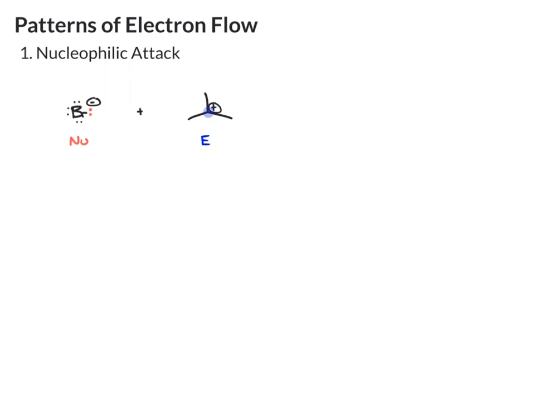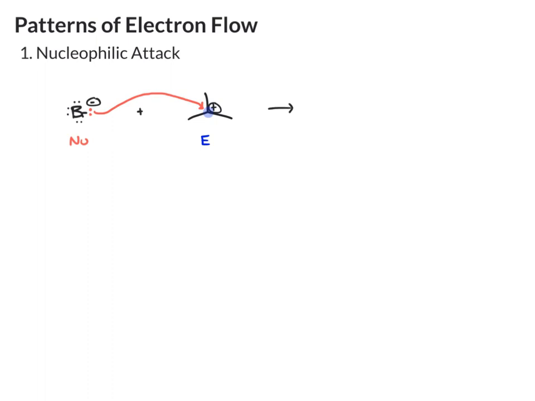And what you want to do, as we've done before, put your pencil down on the nucleophilic lone pair. Draw a curved arrow to the carbon that bears the positive charge. That's a nucleophilic attack. Or you can think of it as the nucleophile's electrons attacking the electrophile.